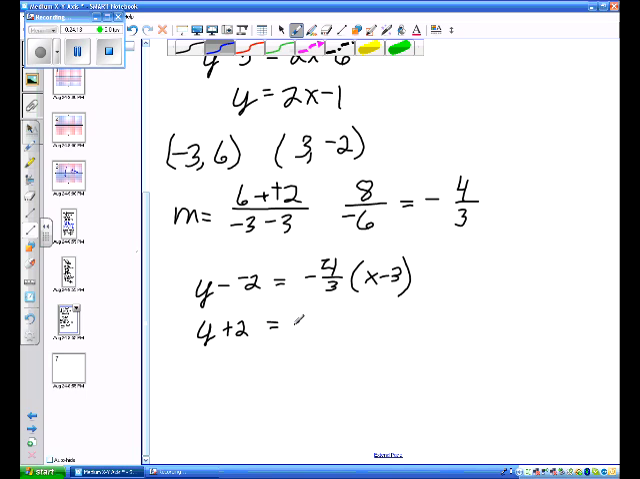And I'm going to go ahead and put my equation in slope-intercept form. So I'm going to distribute negative 4/3 x, then a negative times a negative is a positive. 4/3 times 3 is 4. Those 3's will cancel, so it's a positive 4. Then I would subtract 2, so y is equal to negative 4/3 x plus 2.